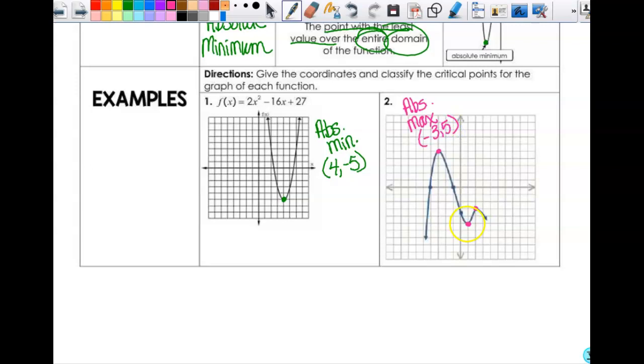This here is a minimum, but it's not an absolute minimum because this is going to keep on going, and so does this. So it's a relative minimum. So I have a relative minimum at (1, -5). And then here, this is a relative maximum at (2, -3).